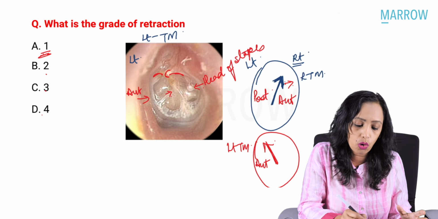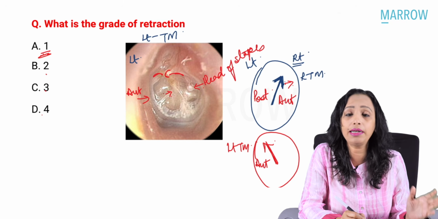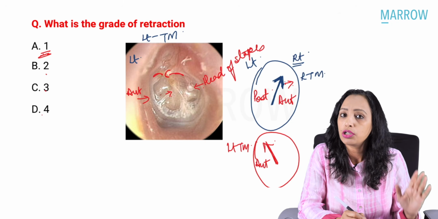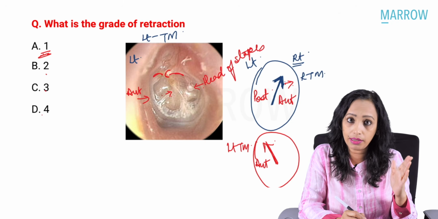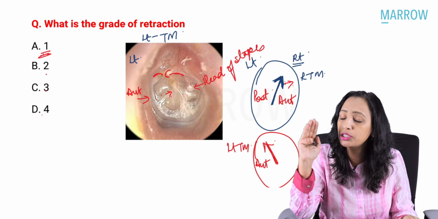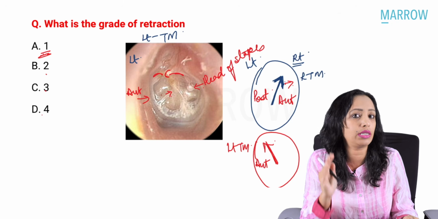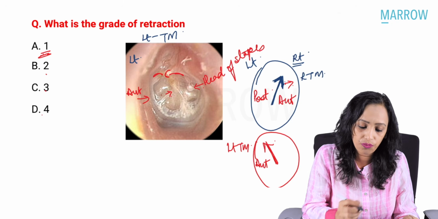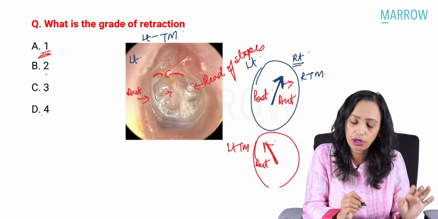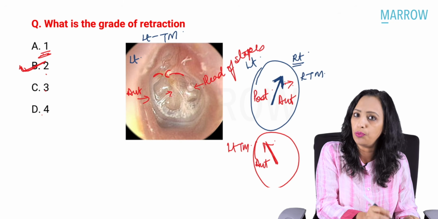Yes, and the cone of light is distorted or it is absent, and because of that, the tympanic membrane has a very dull appearance. So that is what is stage 1, right? Now what is stage 2? Stage 2 means that the tympanic membrane has got retracted a little more deeper and now it is touching the incus or the stapes. So by seeing this picture, we came to know that it is touching the head of the stapes, and yes, that is 2. So the answer is 2, right?